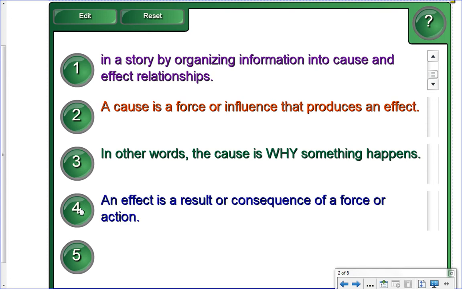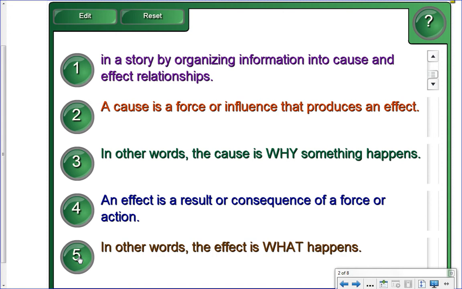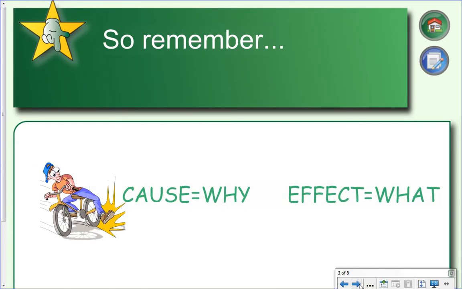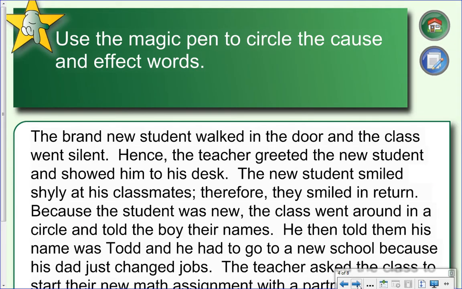An effect is a result or consequence of a force or action. In other words, the effect is what happens. Miss Fernley tripped on the wires and fell. Okay, so tripped being the cause, fell being the effect. So remember, cause is why, effect is what. Might want to make a note of that. Cause is why, the effect is what happened.